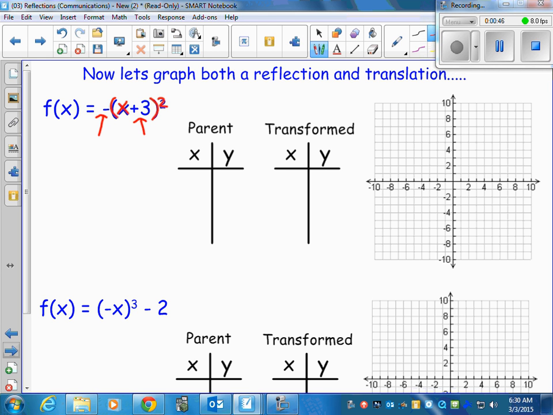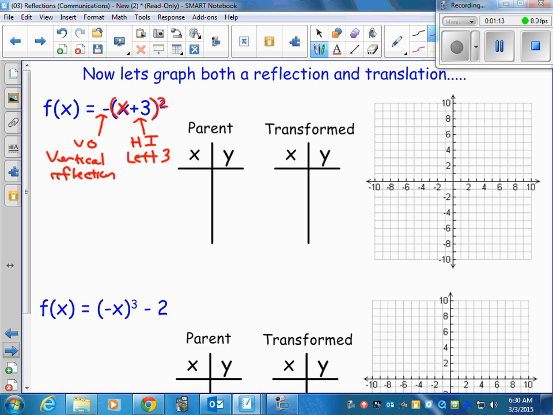So we have a negative on the outside. Outsides are vertical, so this is a vertical reflection. And we have a +3 on the inside of the parent. Insides are horizontal. We don't trust our horizontals, so this is actually a left 3 movement.